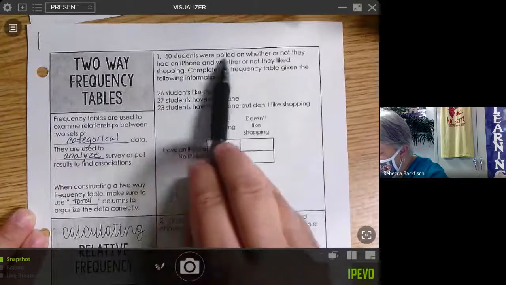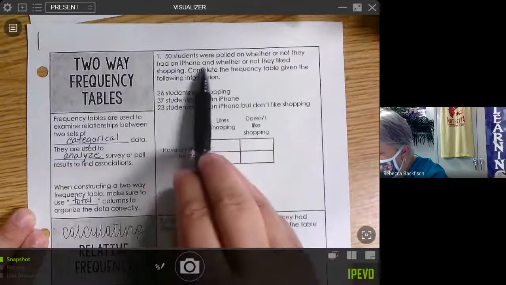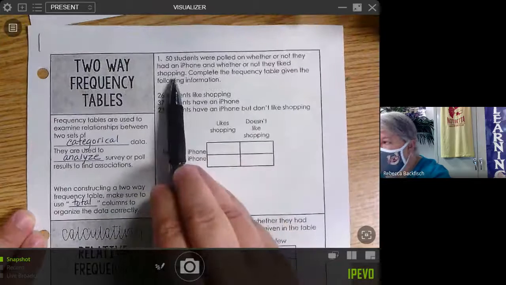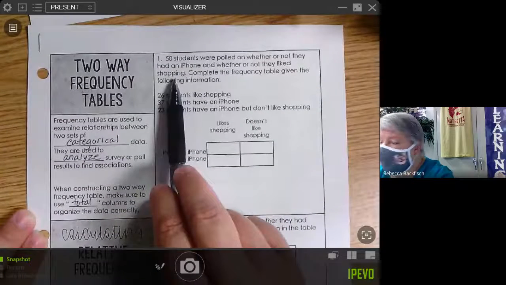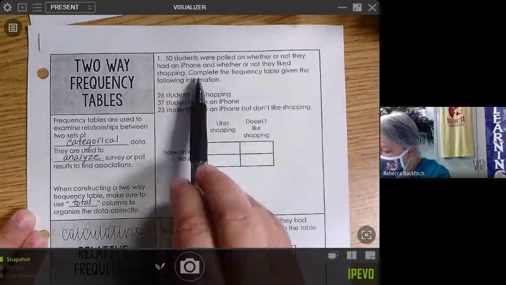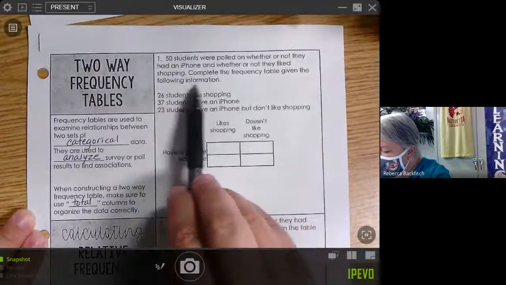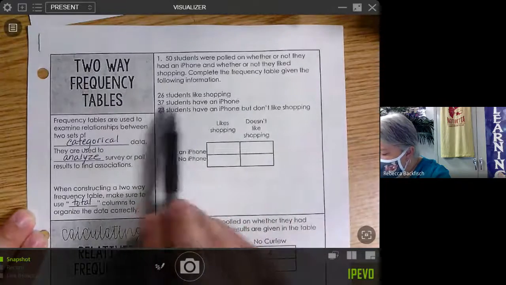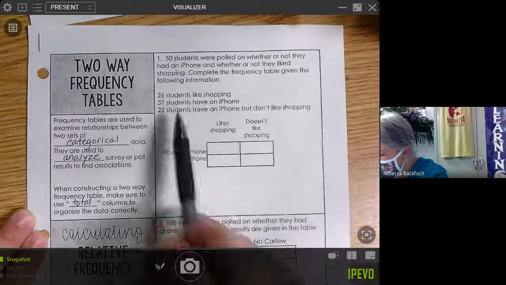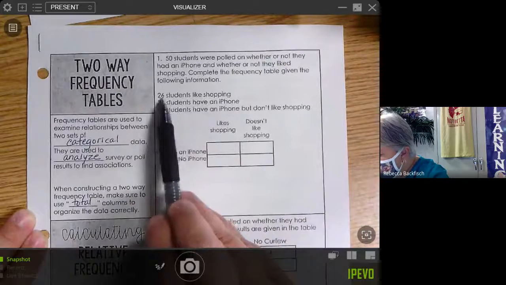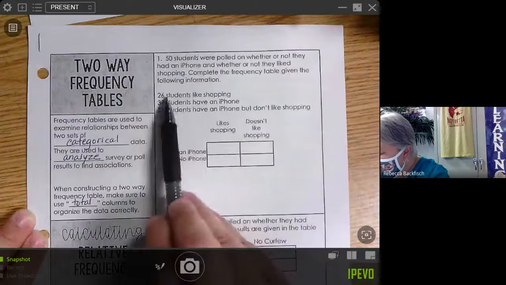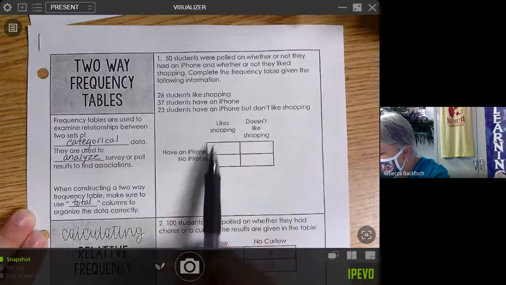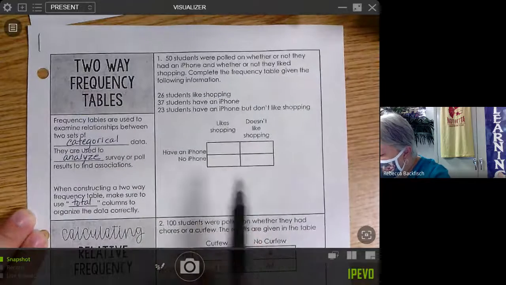So 50 students were polled on whether or not they had an iPhone and whether or not they liked shopping. Okay, so we know that the grand total for the entire table is going to be 50 students. Complete the frequency table given the following information. 26 students like shopping. This is not telling me whether they have an iPhone or not. So they're saying altogether 26 students like shopping.